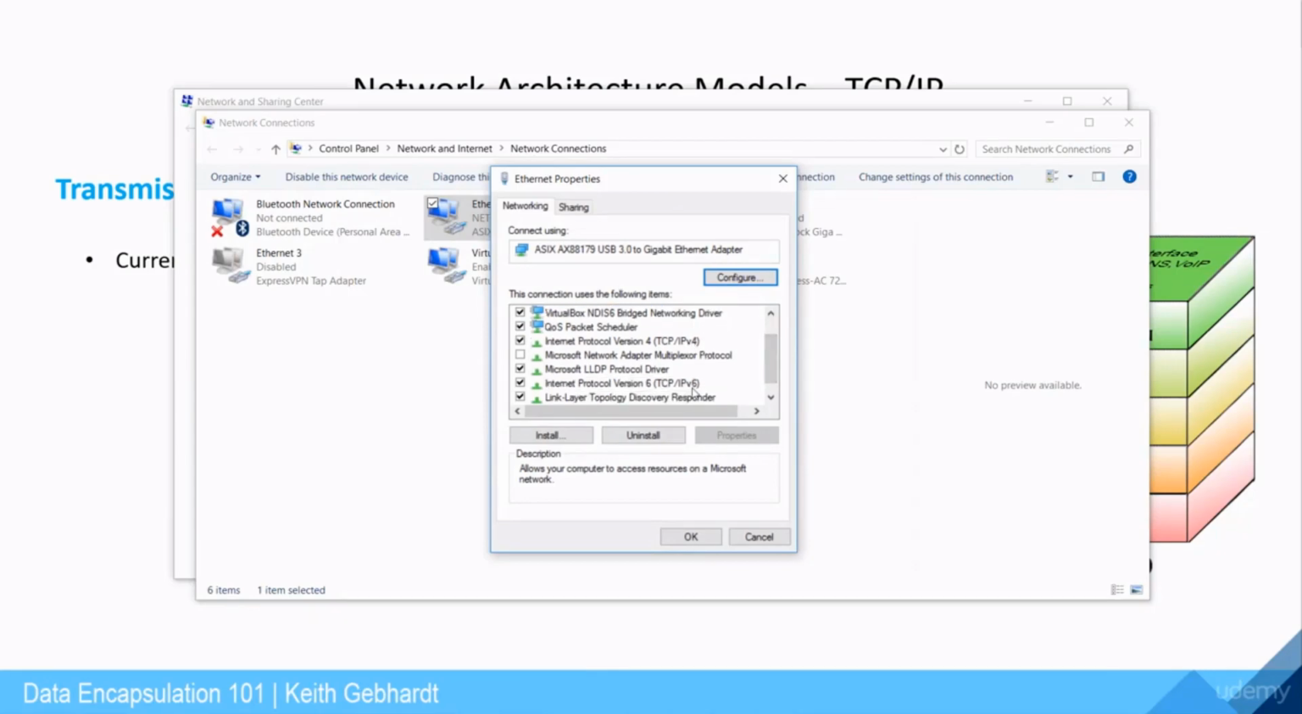We have IPv4 and IPv6. Now, we're not going to cover IPv6 in this course, but it is something you will need to familiarize yourself with for studying Cisco exams.